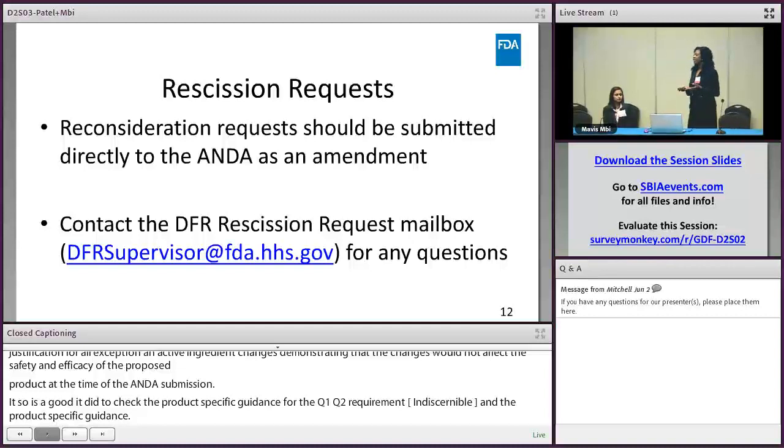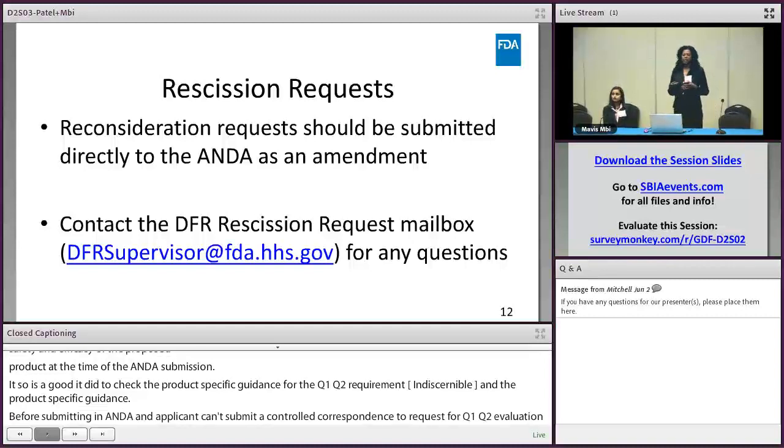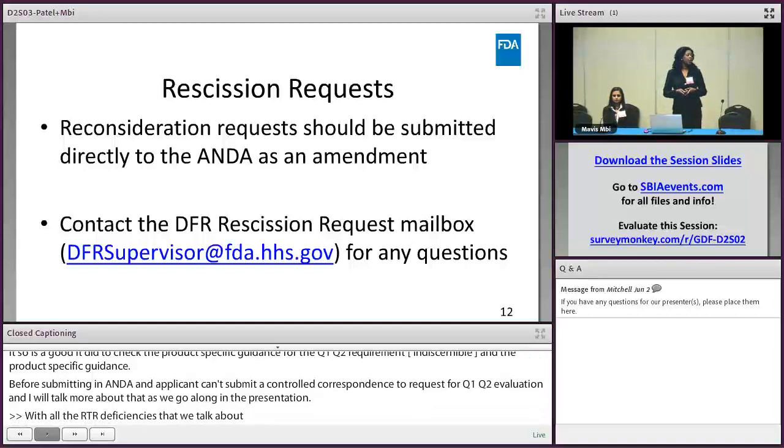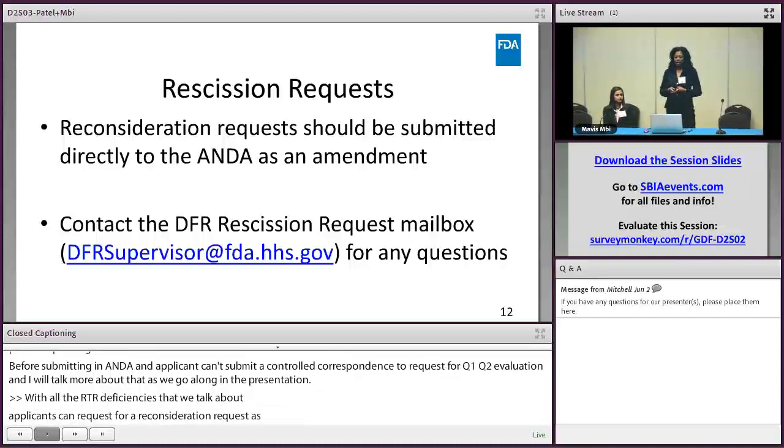With all the RTR deficiencies that we talked about, applicants can submit a rescission request as deemed necessary, and all reconsideration requests should be submitted directly to the ANDA as an amendment and should include a cover letter clearly stating request for reconsideration of RTR. You can contact the DFR rescission request mailbox at dfrsupervisor@fda.hhs.gov if you have questions regarding your refuse to receive letter.